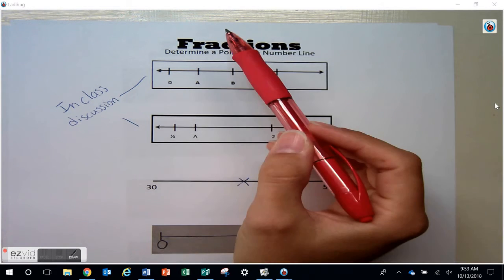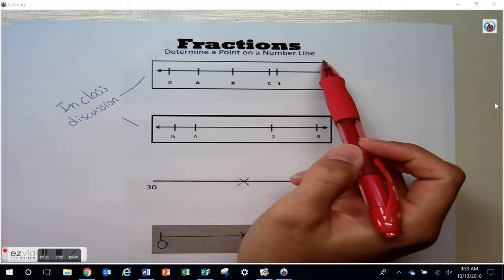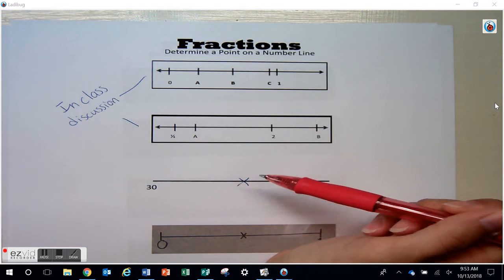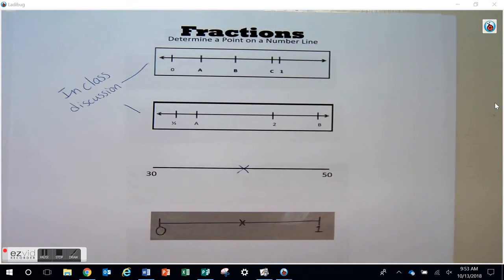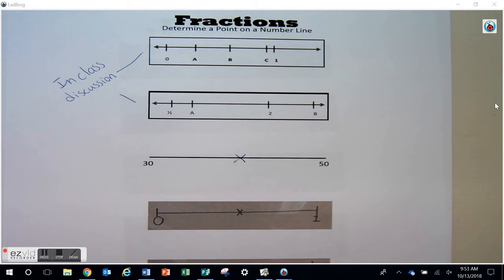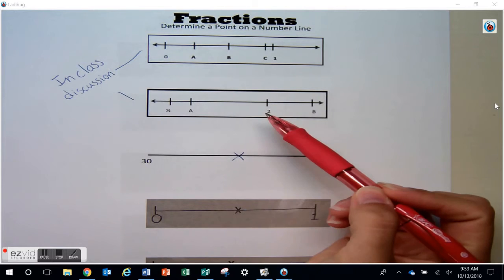Hello, and today we're going to determine a point on a number line. So we're going to use our best guesses, and most of the time we're going to use things that are halfway in between, but we're going to have to use our addition and subtraction knowledge to be able to solve these problems. So here, let's go ahead and skip these. We can come back to them later.